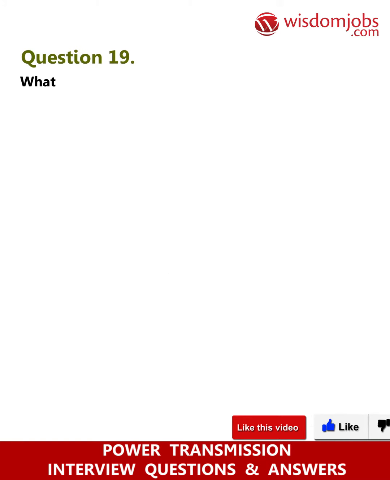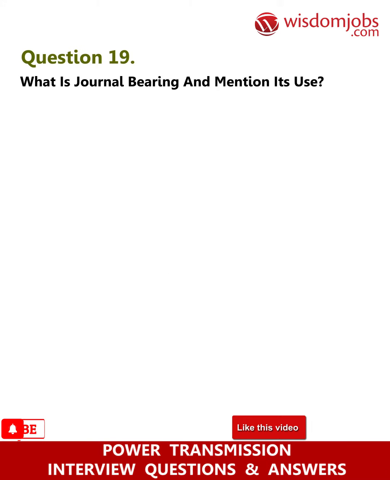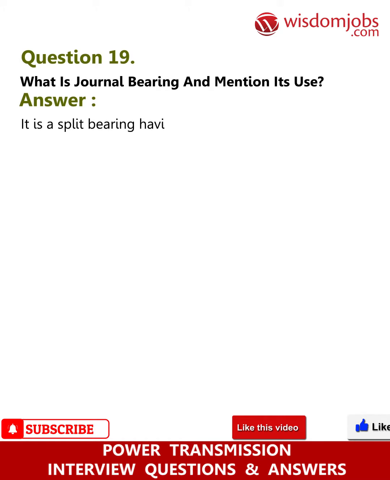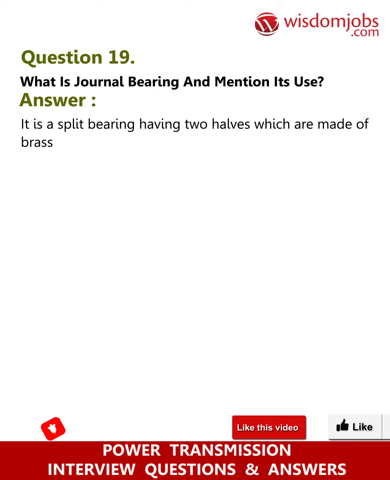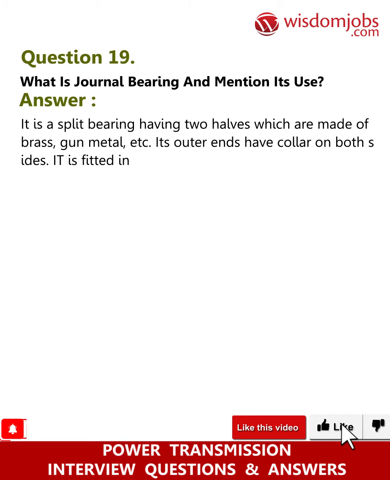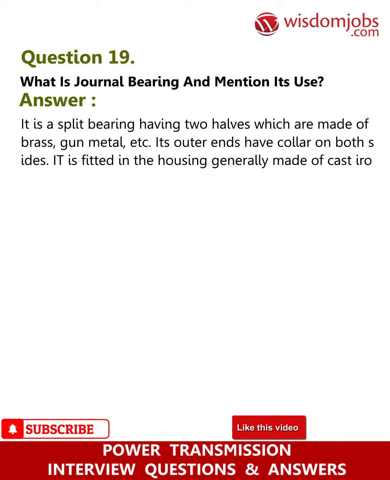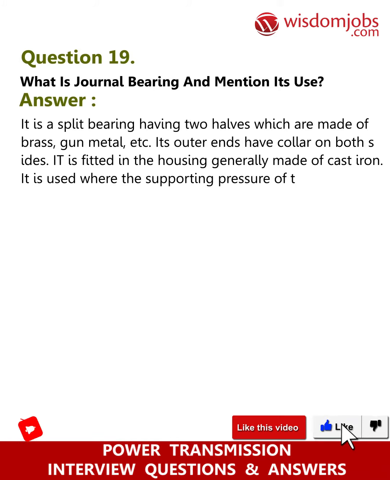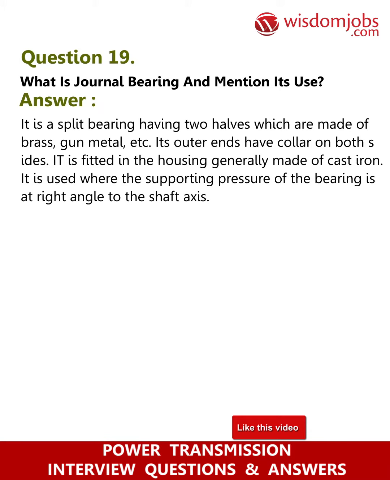Question 19. What is journal bearing and mention its use? Answer. It is a split bearing having two halves which are made of brass, gunmetal, etc. Its outer ends have collar on both sides. It is fitted in the housing generally made of cast iron. It is used where the supporting pressure of the bearing is at right angle to the shaft axis.